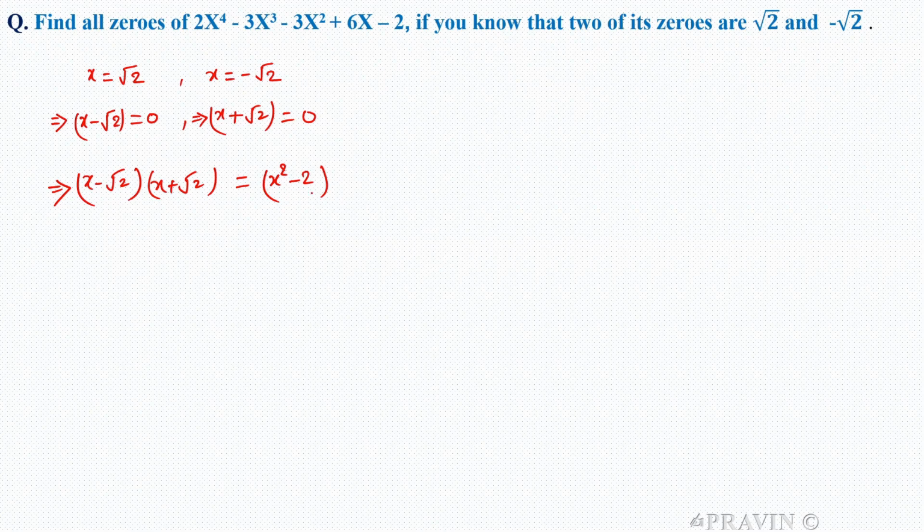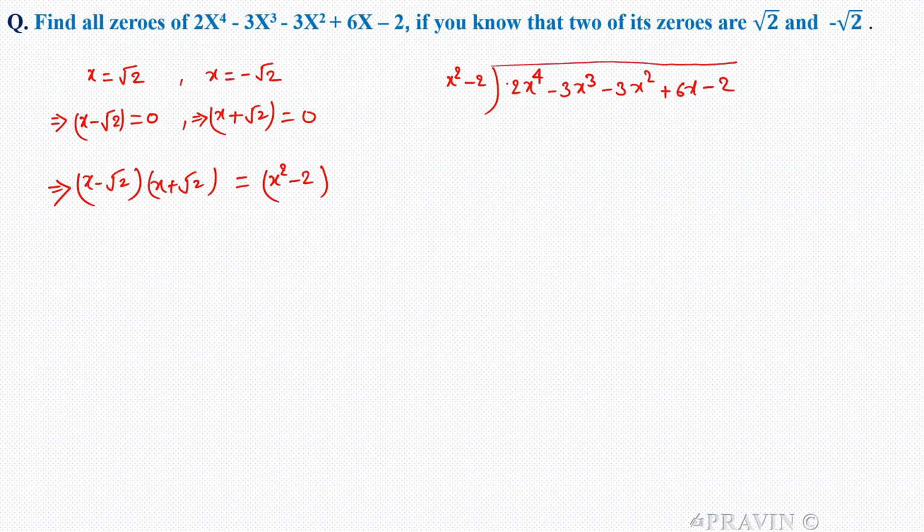Now if you divide this polynomial by this quadratic polynomial, you get some factor again, and again you have to split or factorize that factor, and this can be done by the division algorithm. So let us divide. X square minus 2 will be the divisor and the dividend will be 2x to the power 4 minus 3x cube minus 3x square plus 6x minus 2.